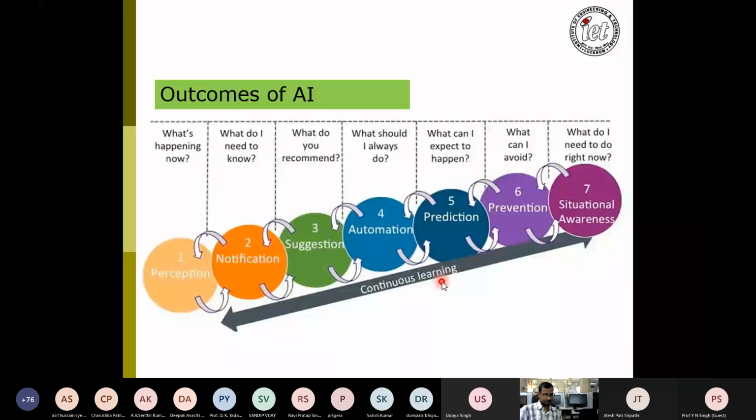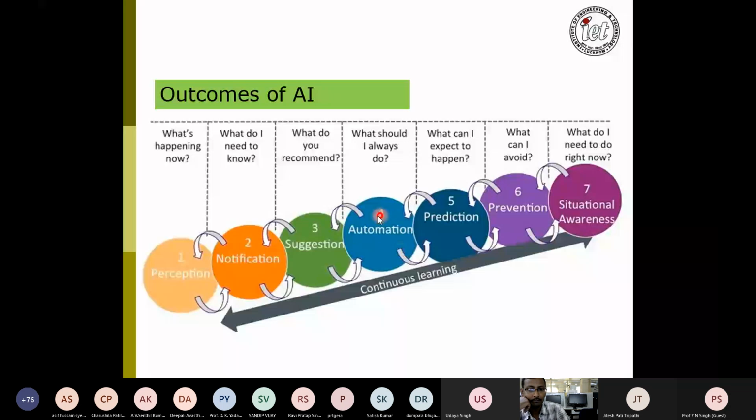So with this short description of AI, you can say that there are certain outcomes, a chain of events that we observe during the study of artificial intelligence. That is our perception, meaning what is happening now. There is a certain perception, okay, yes, the weather is looking pleasant. And then what do I know now? There is some notification and then suggestion. What do you recommend with the system, right?